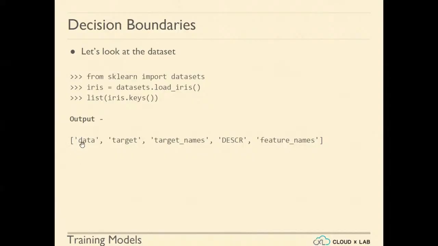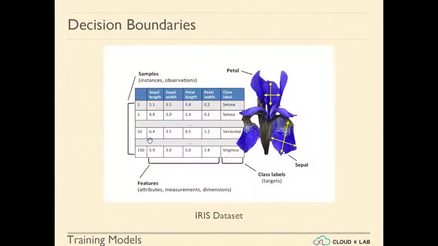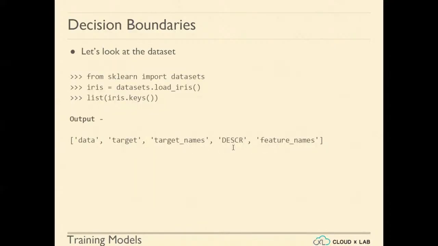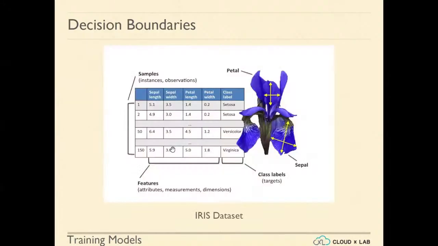So in data, we have data values, right? These sepal length, sepal width, petal width are nothing but the data, the input data points, right? So in data, how many rows will we have? 150 rows and 4 columns, right? So this is the data part. This is the target part, right? Yes. So in target, we will have output labels, right? So here we have 3 classes, right?